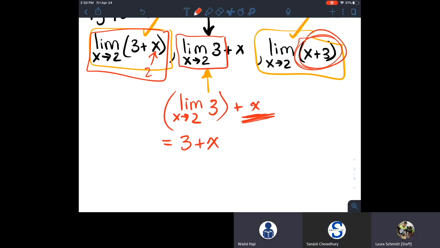Okay. I guess it's kind of a weird thing. Or I guess they could have written it like, what's x plus the limit as x approaches 2 of 3.